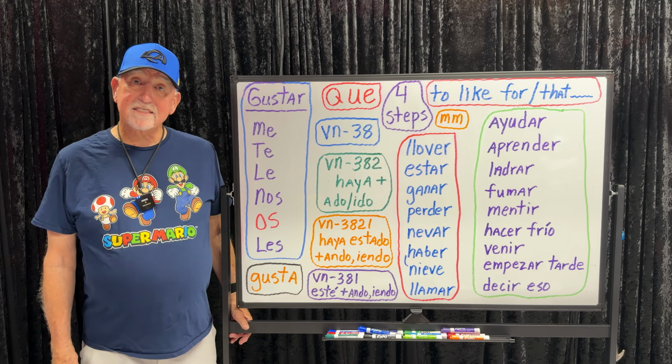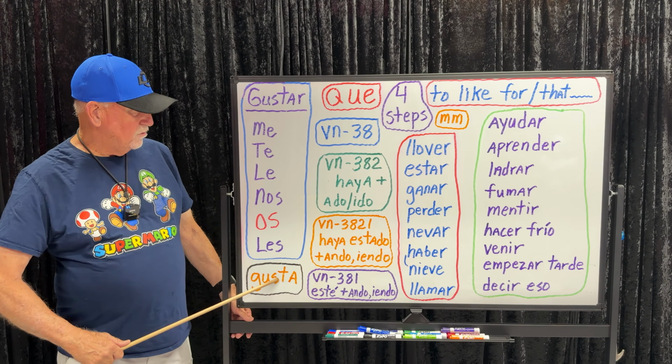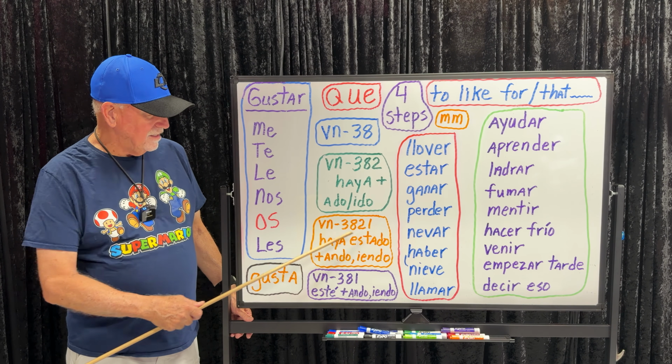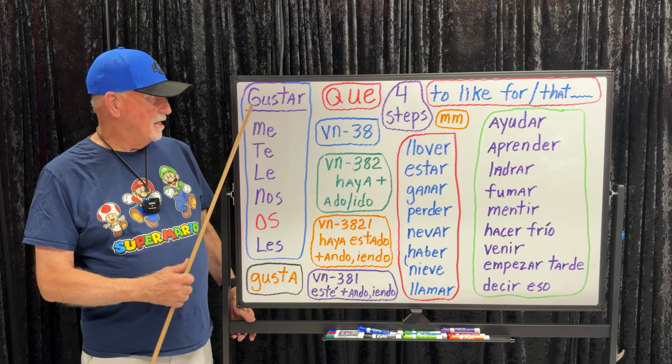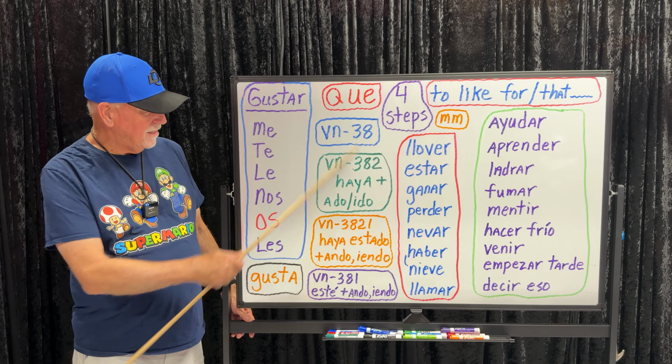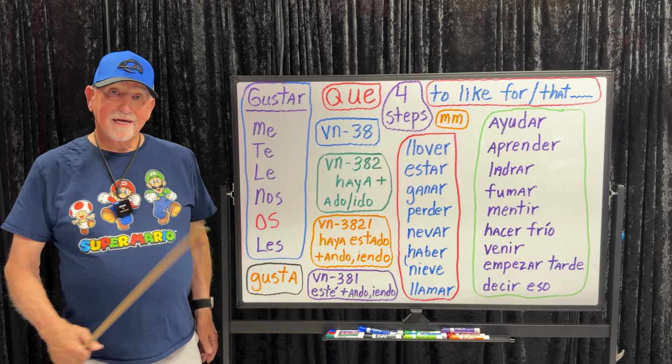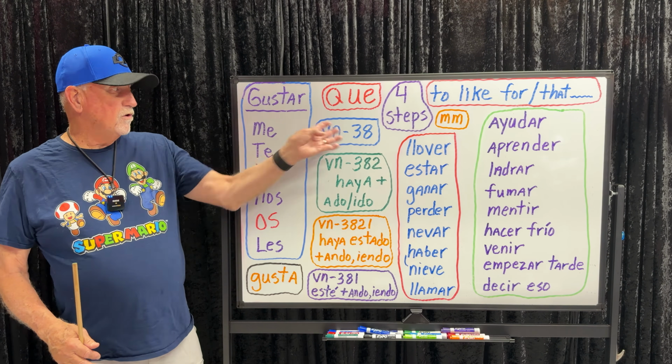I like that it has been raining. Me gusta que haya estado lloviendo. I like that it is raining. Me gusta que esté lloviendo. Come on, ladies and gentlemen. There's just 4 steps to this.